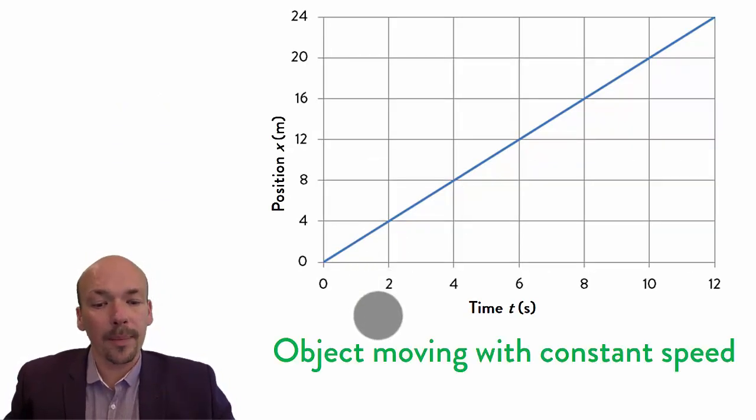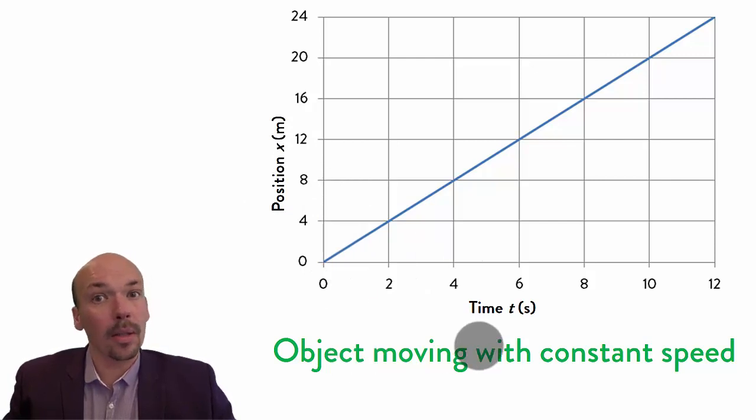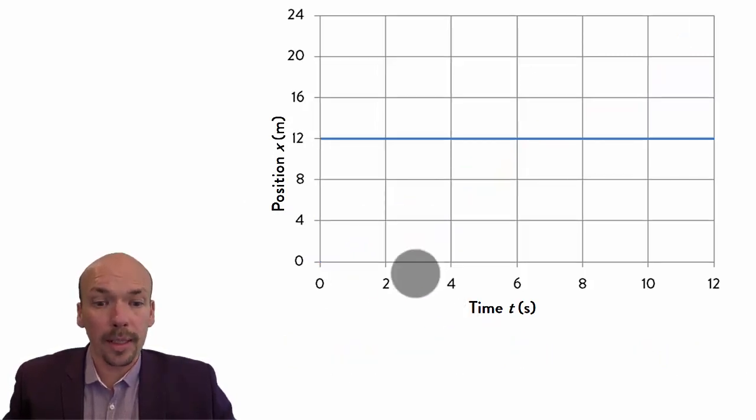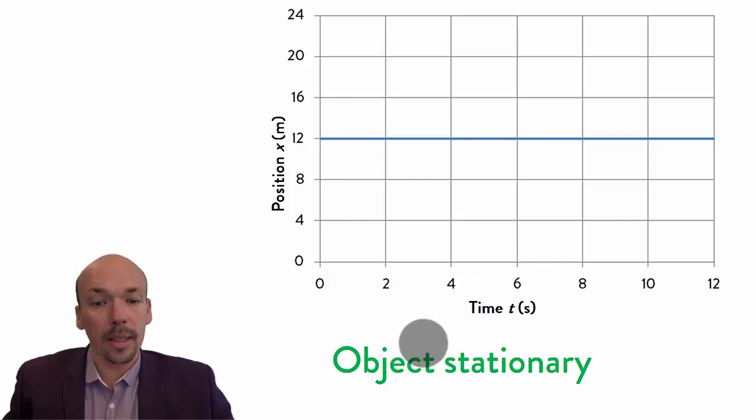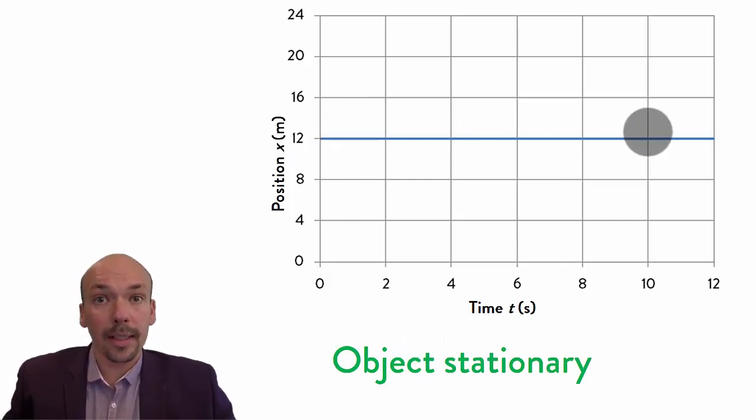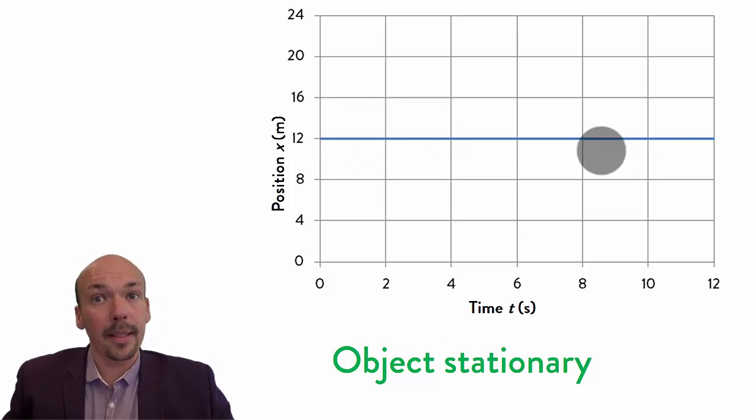When you have a straight line, the object is moving with a constant speed. So every time the time goes by, the same amount of distance or the same position is being added. So we're talking about a constant speed. If you have a line like this, which is going horizontal, then while the time goes by, no position is added. So it stays at 12 meters. That means that the object is stationary. And so if you have a line like this, a horizontal line, then the object is stationary.